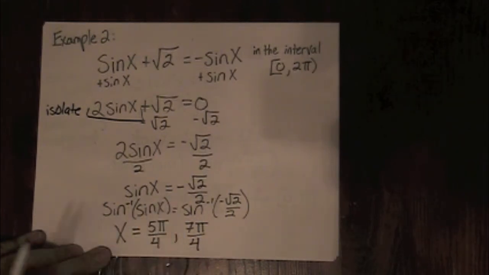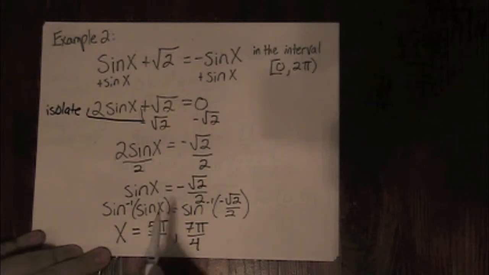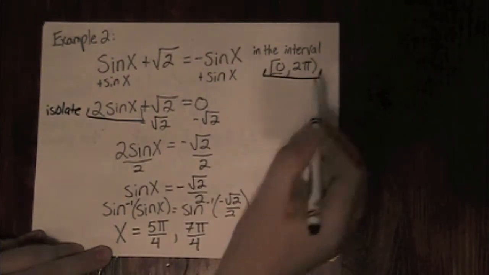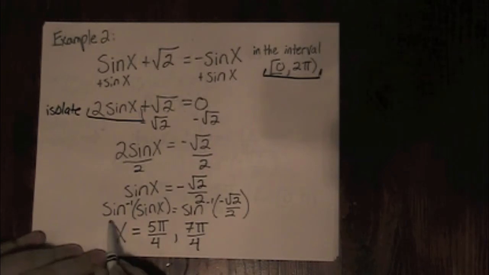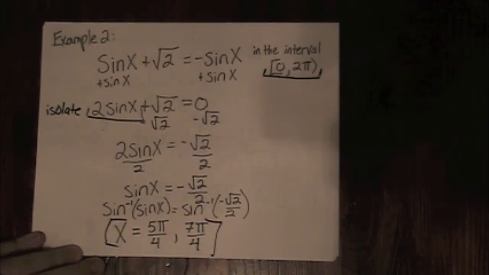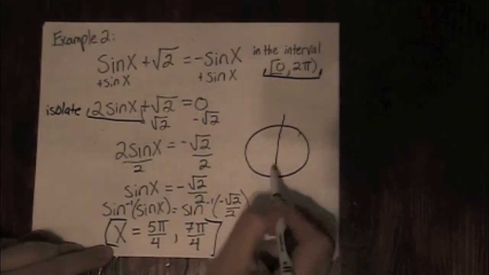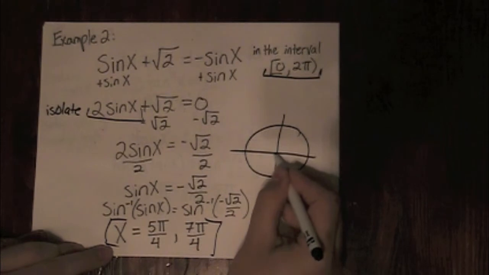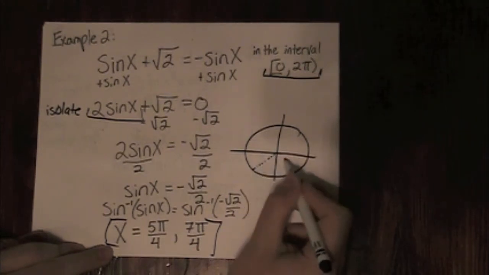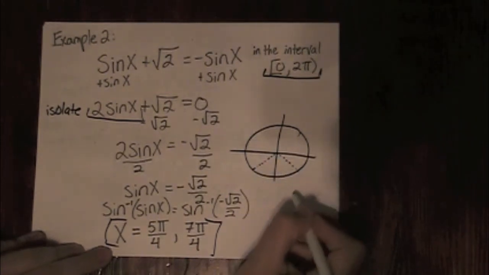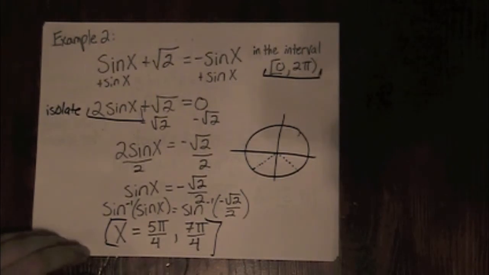If I take the arc sine of both sides, I get 2 angles between 0 and 2 pi. There's the interval that I'm looking for. I get 2 angles that are true, 5 pi over 4 and 7 pi over 4. If we think about our unit circle, we're talking about the angle 5 pi over 4 and 7 pi over 4, where the y coordinates are both negative.